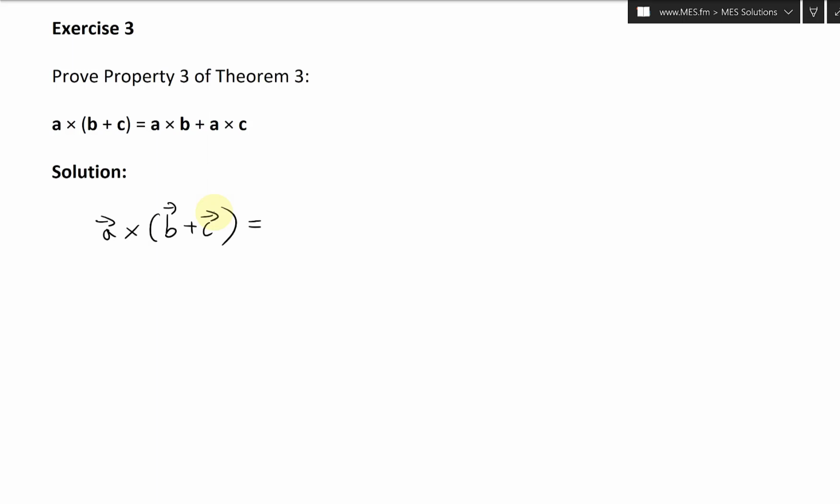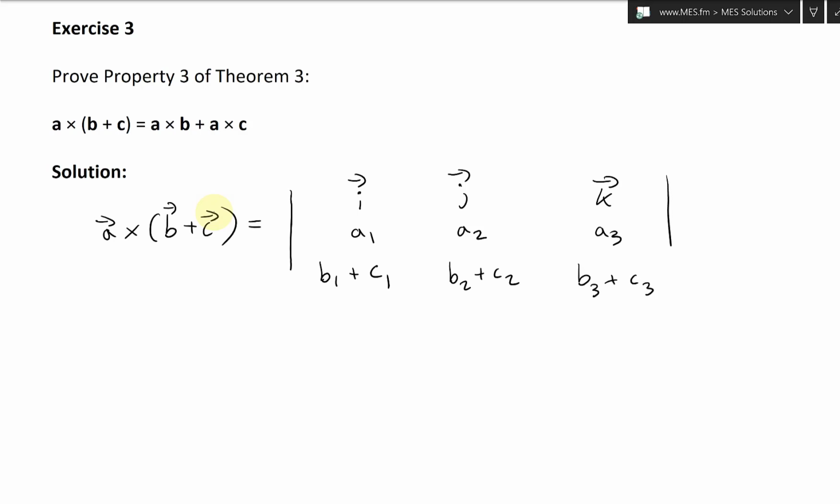We could write this in our IJK format. I'll put an I there; yes, this is going to be our I vector. Next one's going to be our A1. And now these ones here, we're just adding these, so each component is going to be B1 plus C1. Now the next row is J. It's going to be A2, and then we're going to add B2 plus C2. So that's all the adding is. You're just adding each component. And then the next one is K, like that. It's going to be A3, B3 plus C3, like that.